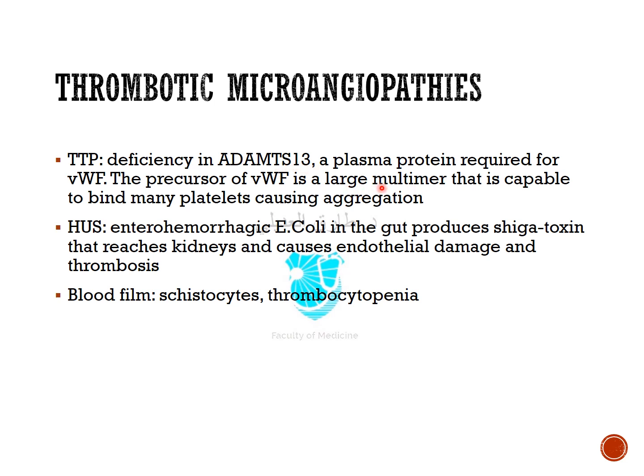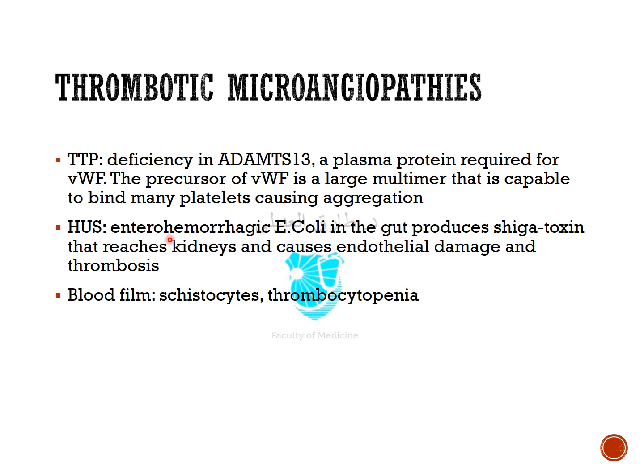So it stays in the blood in this large form, and it is capable of binding so many platelets together. So it forms a spontaneous thrombus. Okay, this is the pathogenesis of TTP. In hemolytic uremic syndrome, it is a different scenario.